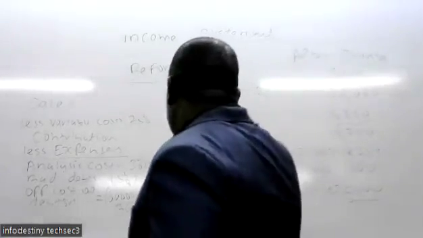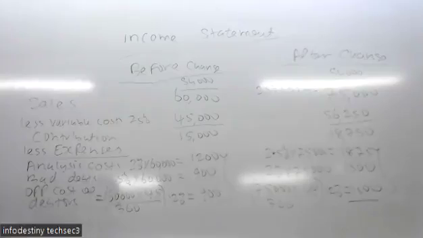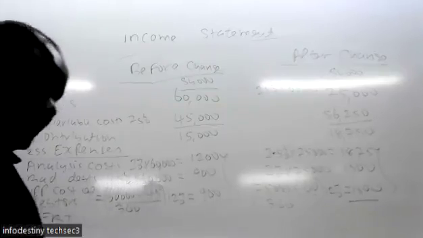Now you subtract these expenses from the contribution so that you get the earnings before the tax.